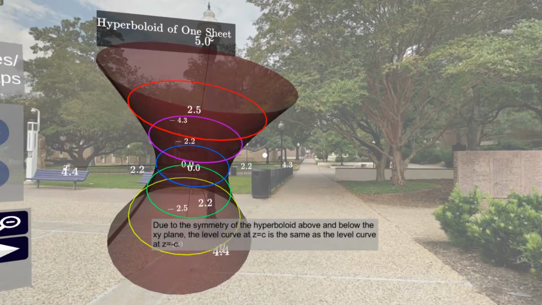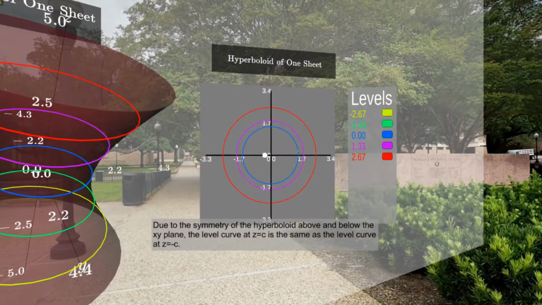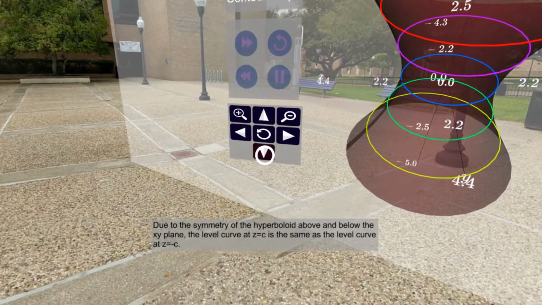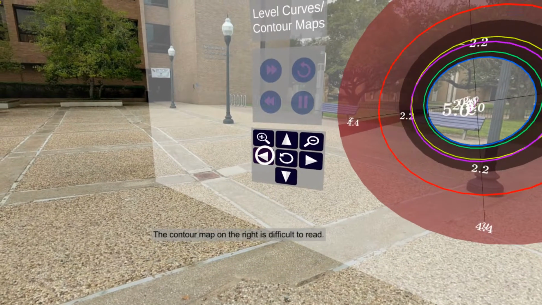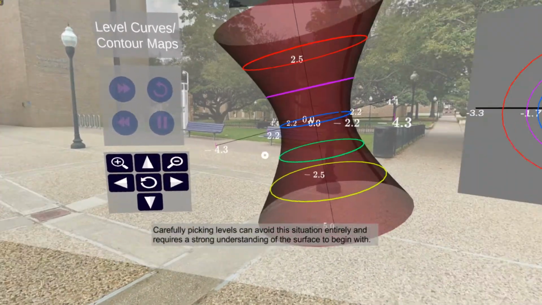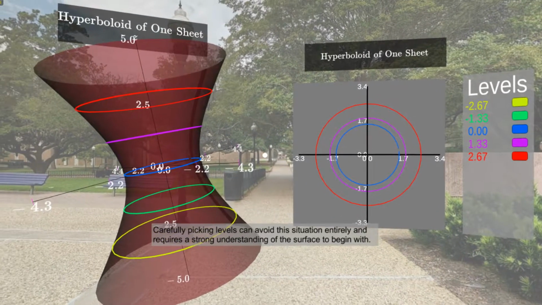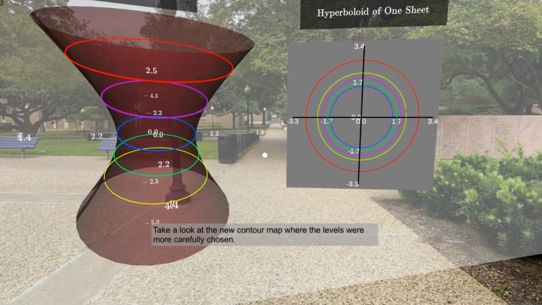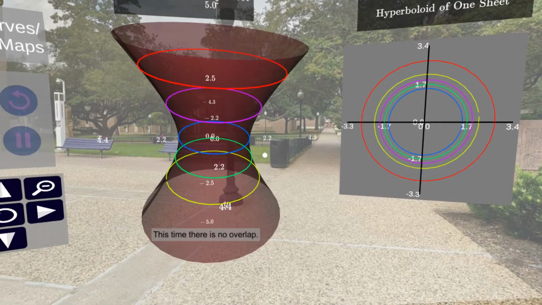Due to the symmetry of the hyperboloid above and below the xy plane, the level curve at z equals c is the same as the level curve at z equals negative c. The contour map on the right is difficult to read. Carefully picking levels can avoid this situation entirely and requires a strong understanding of the surface to begin with. Take a look at the new contour map where the levels were more carefully chosen. This time there is no overlap.